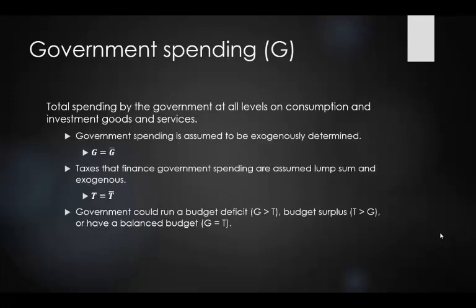Government spending is the total spending by the government at all levels on consumption and investment goods and services. The level of government spending is assumed to be exogenously determined, so that in notational form, G is equal to G bar. As we have government, we also have taxes, which are assumed to be lump sum and exogenous for ease of analysis. So T is equal to T bar. Now, government spending need not be limited to the total amount of tax revenues raised, as G could exceed T, in which case the government is running a budget deficit.